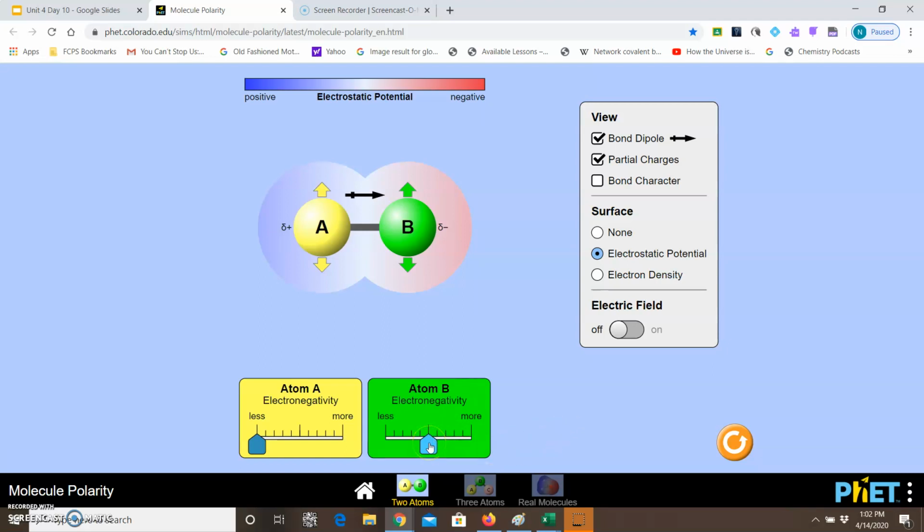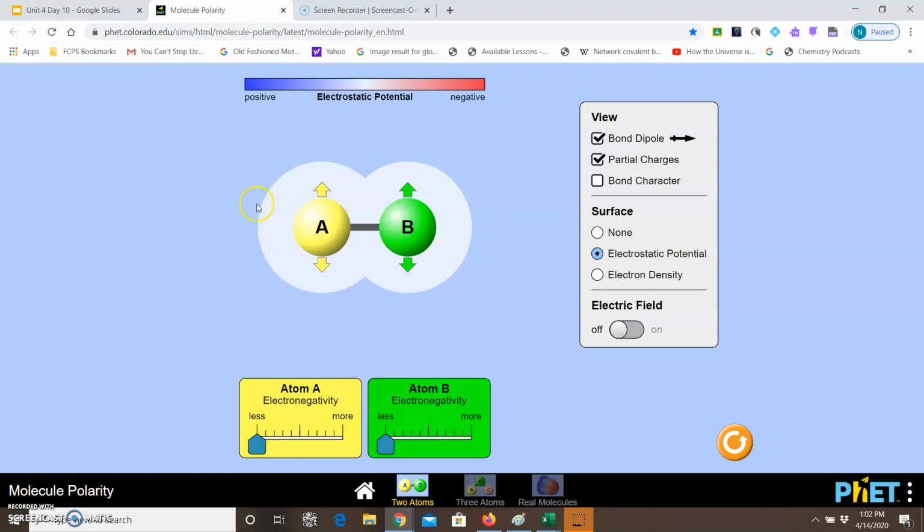All right, let's take a look at that. Notice what's happening to the bond dipole and the partial charges. They're getting smaller, right? And also look at the electrostatic potential map, starting to fade. And when I bring it all the way to the same level as atom A, so now atom A and B have the same electronegativity, they're equally strong.